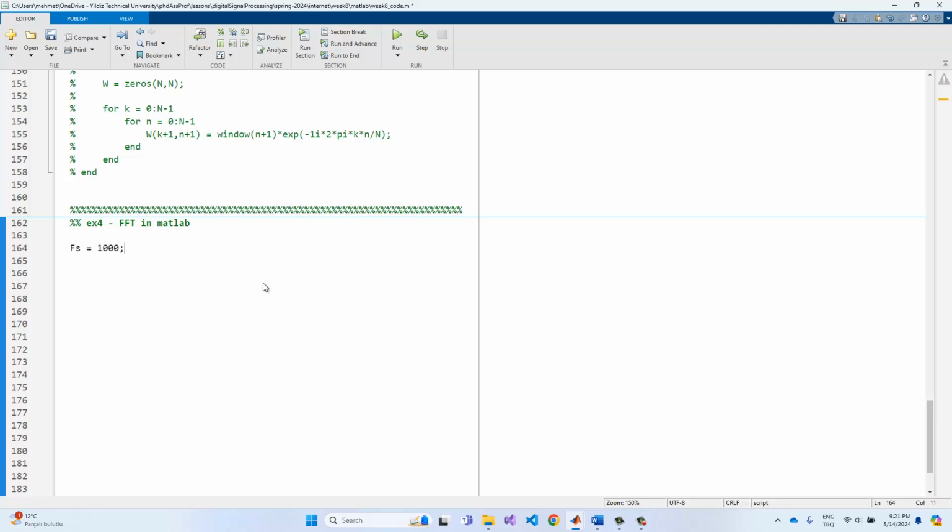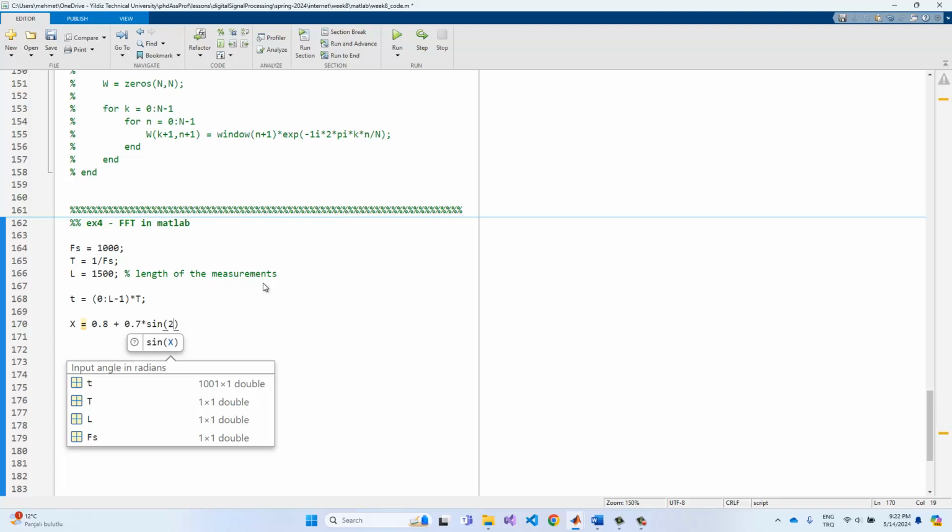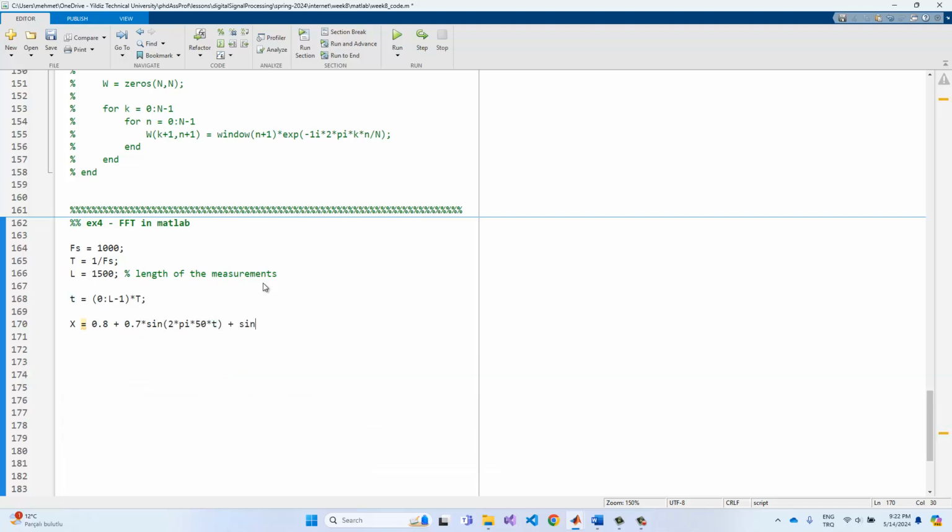For example, the fs 1000s and t sampling period can be created with the fs, and L can be defined with the 1500s in here. This is the length of the signal, okay? Length of the measurement. And so the t, the time vector, can be built with 0 to L minus 1 times t, okay? And so, for example, the x can be built with 0.8 plus 0.7 times sinus of 2 pi 50 times t plus sinus of 2 pi 120 t, okay? And so the plot is in here, 1000 t, x can be given in here, okay?